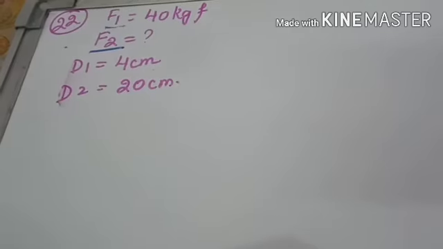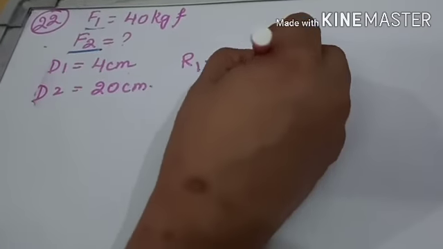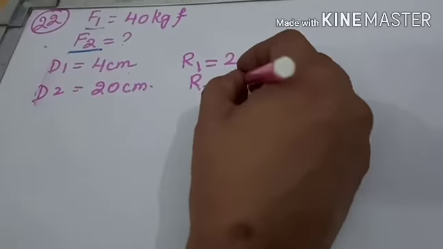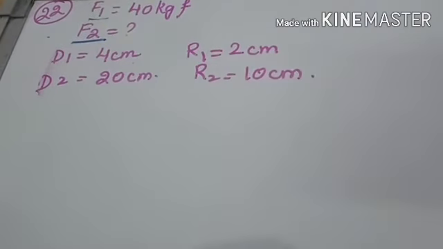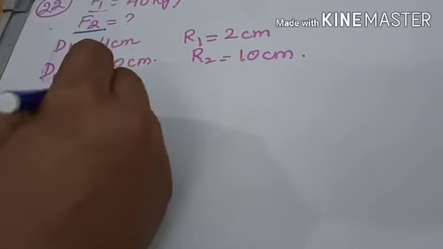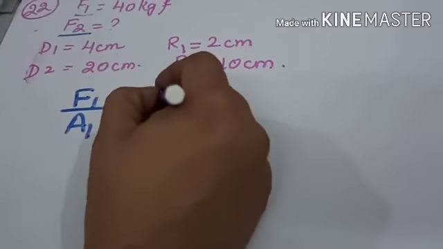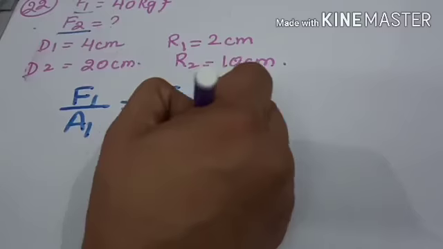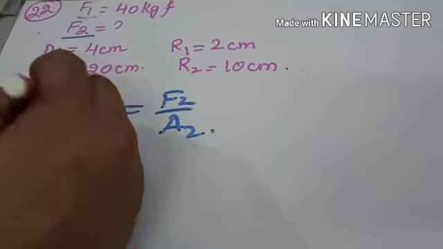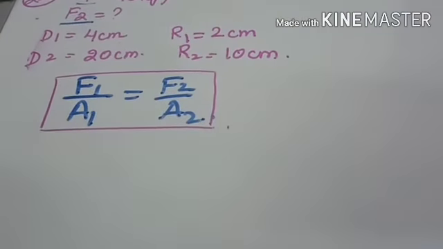So we will find out the radius first of all. R1 will be 2 centimeter. R2 will be 10 centimeter. Now what we have to do, we'll use the principle of hydraulic machine. F1 upon A1 equals F2 upon A2. Now this is the formula you will be using for this numerical number 22. We have to find F2.